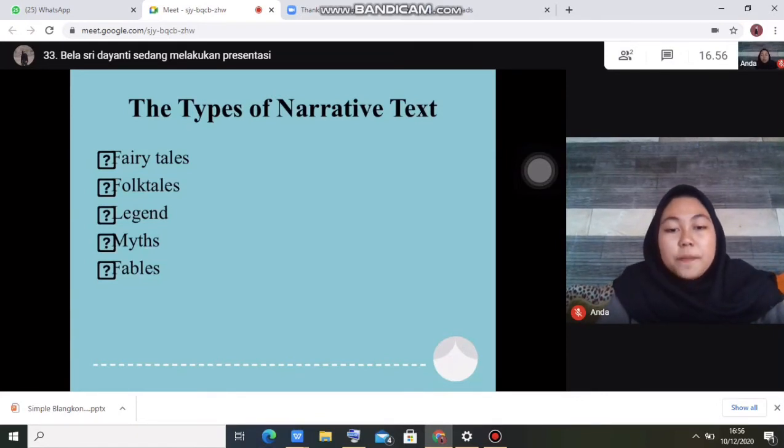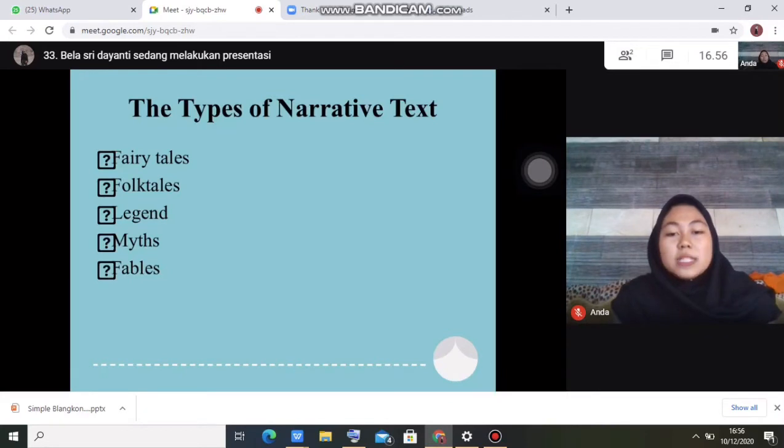The next is myths. Myths tell about the event of the universe, the world, and the creatures that inhabit it. Topographical form, stories of supernatural beings, and so on. For example, Nyi Roro Kidul, Ratu Pantai Selatan, and so on. And the last is fable. Fables are stories that usually feature animals, where the animals are given human-like qualities to convey a moral message to the reader.